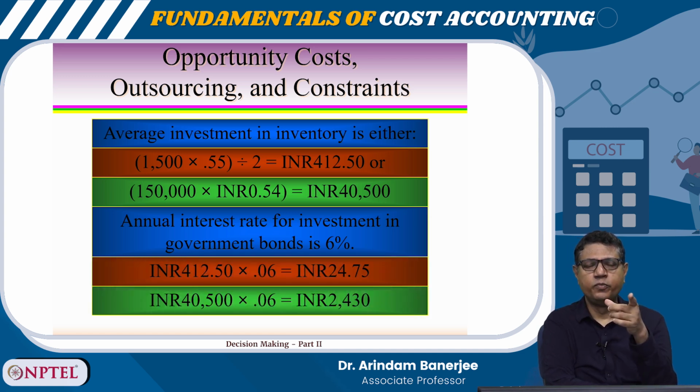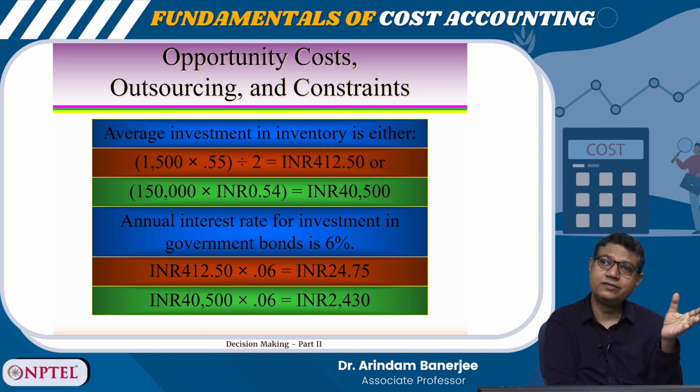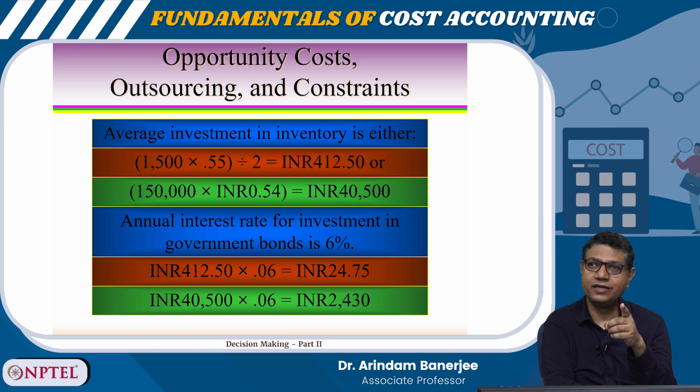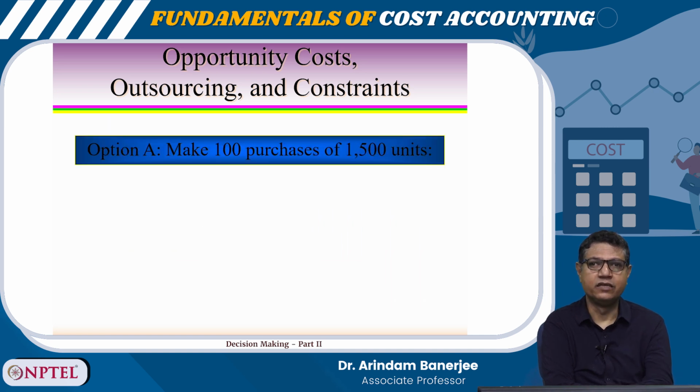So, rupees 412.50 into 0.06 is rupees 24.75 and rupees 40,500 into 0.06 is rupees 2430. So, this is the income. If he doesn't invest in inventory, he can keep this money in government bonds, and he can earn this money. So, this is an income which he will lose if he invests in inventory. So, that we need to consider.